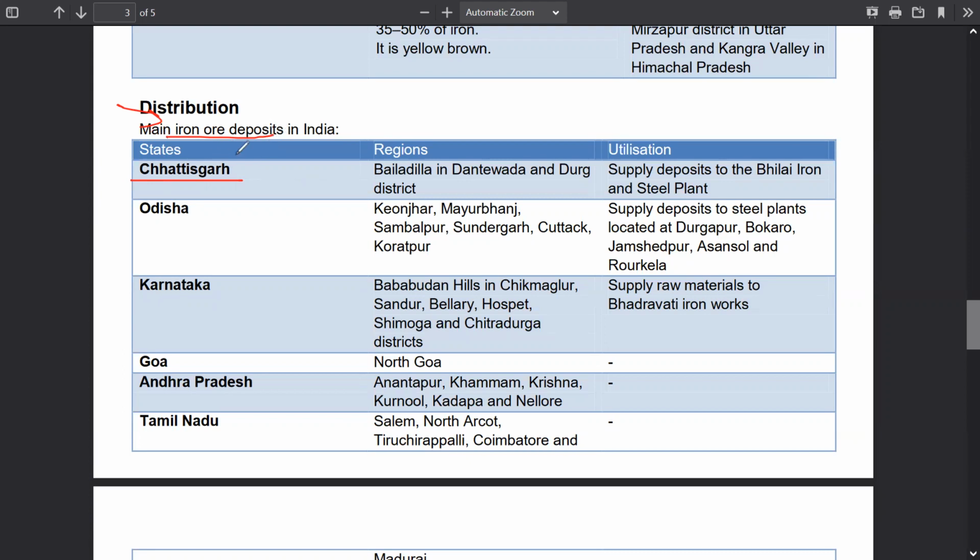Major iron deposits in India are Chhattisgarh, you have Bailadila and Dantewada and Durg district. Then Odisha, you have Keonjhar, Mayurbhanj. So just remember two districts in this, Bailadila and Dantewada and Durg district. Okay, Karnataka, the Baba Budan Hills in Chikmagalur. You have the Sandur Bellary region. So these are some regions which you may remember relating to Karnataka. In Goa, you have North Goa. Andhra Pradesh, you have Anantapur, Khammam. So you may just remember two districts from these.